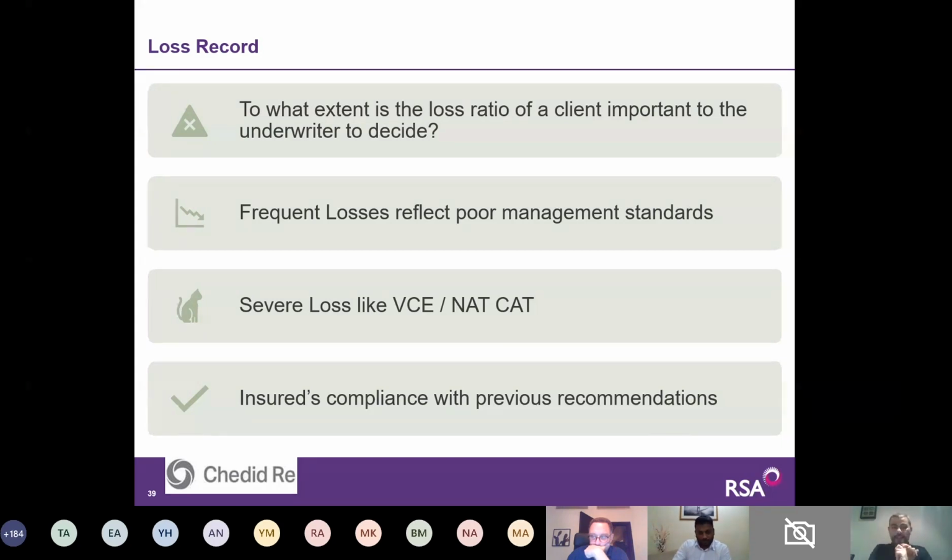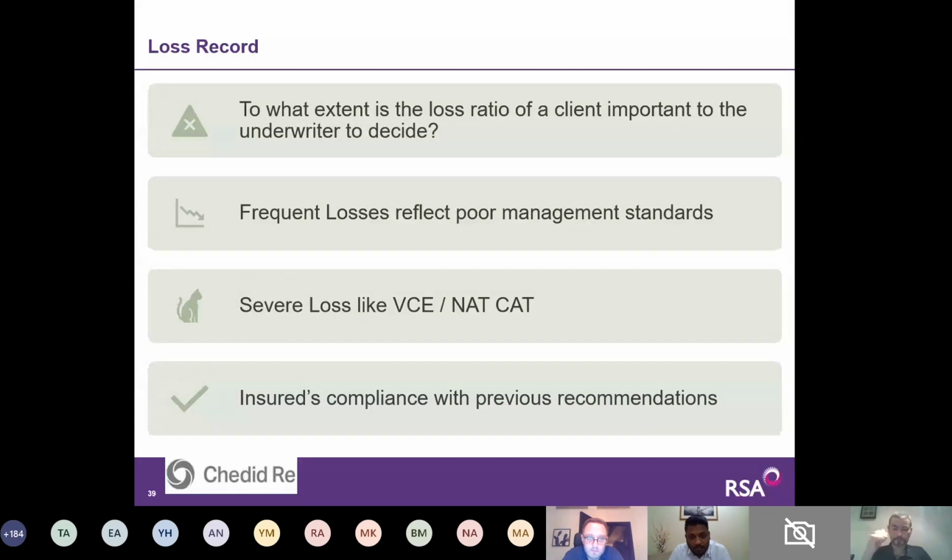We finished our risk management. We finished our NatCat. Now we turn the page on our system. NatCat gave us a price. Risk management gave us the allowance to proceed. Now we move to the third page in our underwriting system: loss record. To what extent is it important? It is very important.